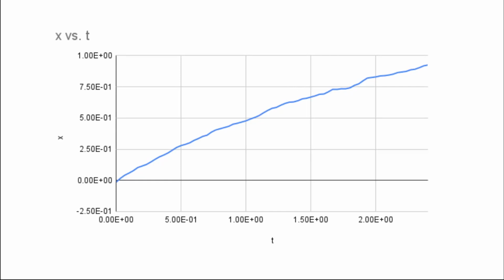And so this is the graph showing the position versus time. And so you can see that the data is nearly a straight line, which is what we would expect if the ball was moving at a constant velocity.